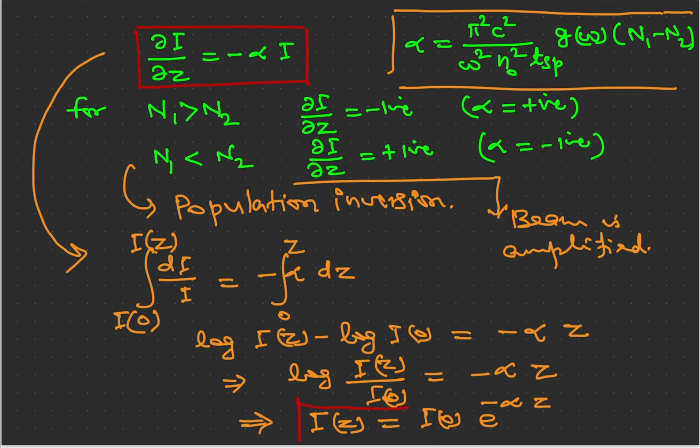So this is the equation of variation of intensity with z, that is an exponential attenuation when n1 is greater than n2, and an exponential amplification when n2 is greater than n1. That is the case of population inversion, when n1 is less than n2. So you can see that light is amplified exponentially when the number of atoms in state 2 is higher than the number of atoms in state 1. That is the desirable condition for the laser, and that condition is the population inversion.